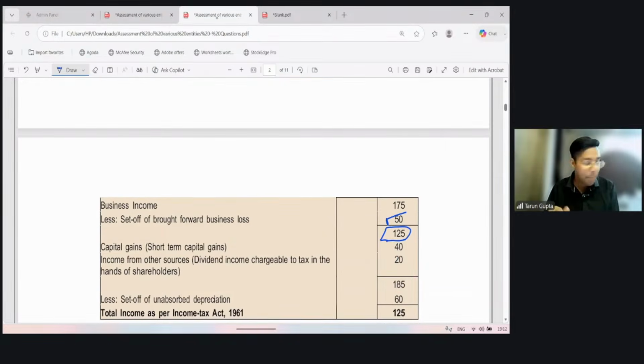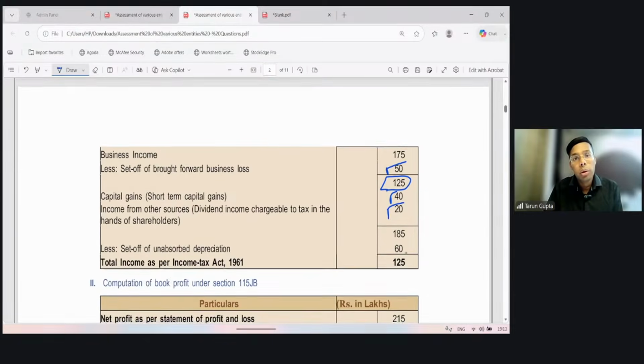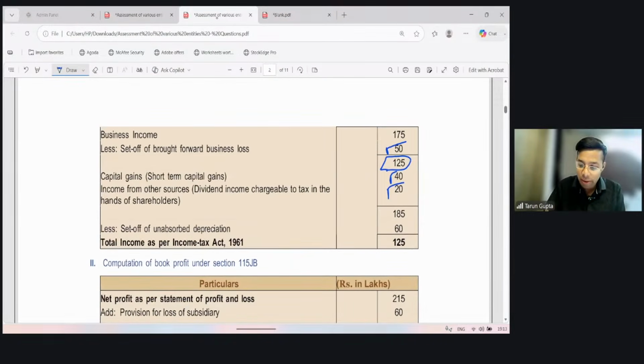Now there is a capital gain of 40 lakh and other source income of 20 lakh. So the GTI comes to 185 lakh. Now against the 185 lakh, we can claim another depreciation of 60 lakh, and therefore GTI comes to 125 lakh.